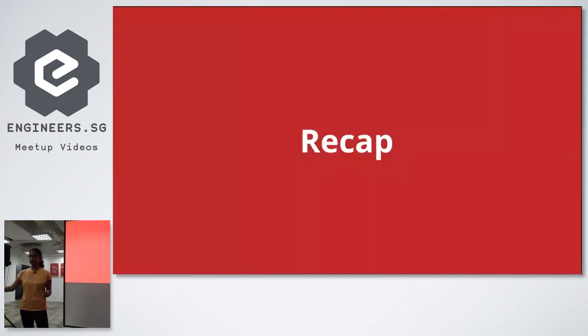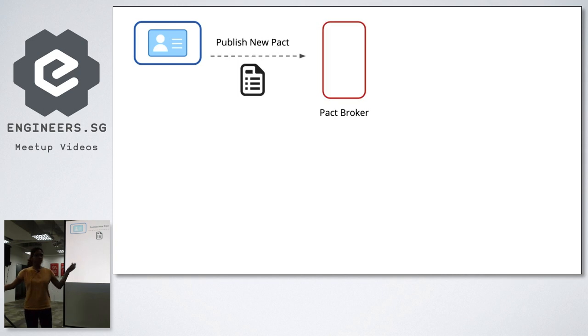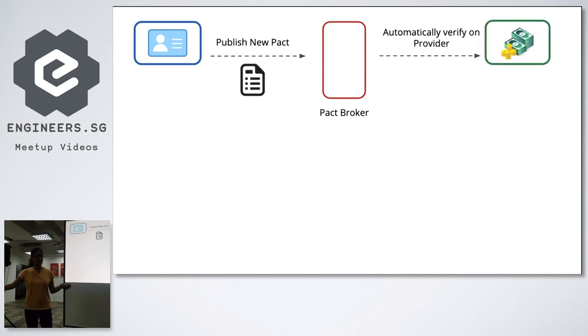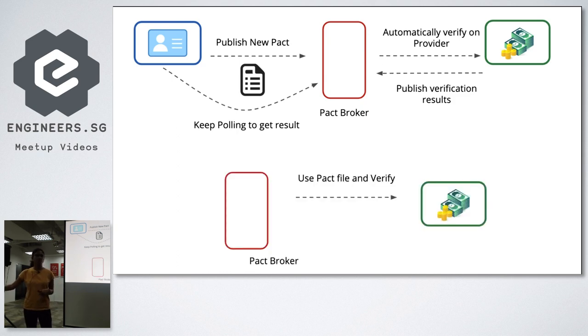So let's do a quick recap. Let's say the consumer makes some change. Then it will generate a new pact file and publish that to the pact broker. If there is a new contract, the pact broker will automatically trigger the provider pipeline. Then the provider pipeline will return the verification status, if it's pass or fail. And there will be something which keeps polling the pact broker to know whether it is a pass or a fail, and then tells the consumer, yes, you can go ahead with the deployment, or you can't. And if there is a change on the provider side, it will always pull the pact file and do assertions again. Okay? Is that fine?